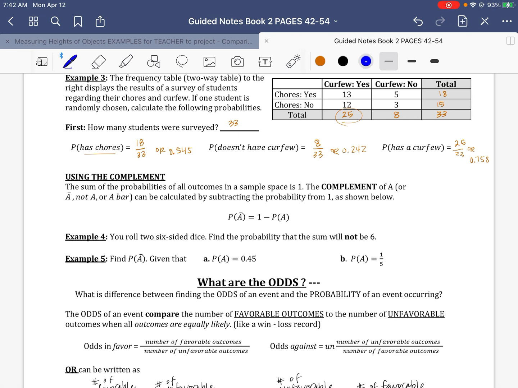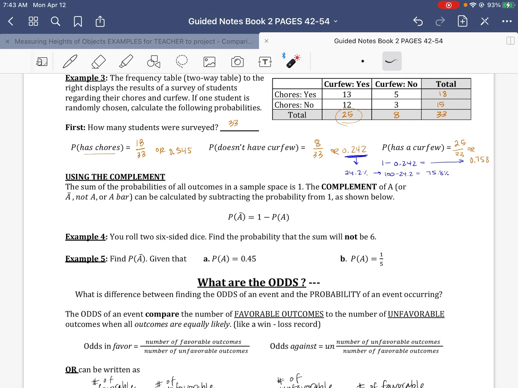So for example, up here on this one, the probability they don't have a curfew, right, was 0.242. So the probability they do have a curfew would be 1 minus 0.242. And notice when you subtract that, you get 0.758. Or in other words, if your brain thinks better in percentages, 24.2% of the time, students are going to not have curfews, which means that if we take 100% and minus that 24.2, we're saying that 75.8% of the time those students will have a curfew. Okay, so probabilities that add to 100%.